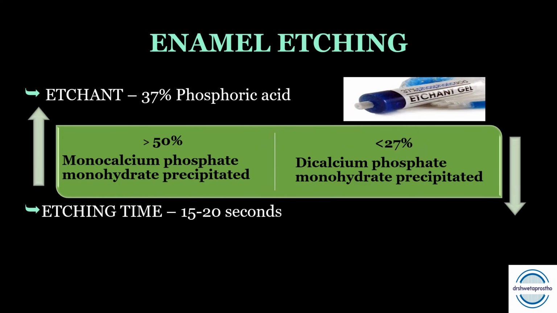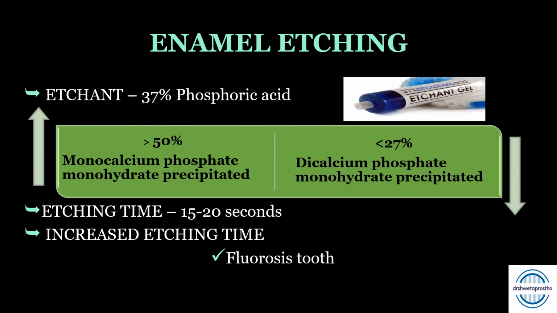Coming to the etching time. Initially this etching time was 60 seconds, but now it is reduced to 15 to 20 seconds. But we need increased etching time for the teeth with fluorosis, because they are acid resistant. And second, we also need more etching time for the primary teeth because of their aprismatic enamel structure.